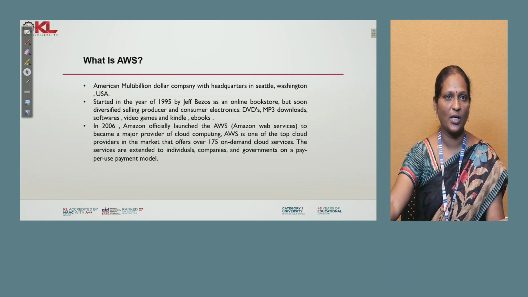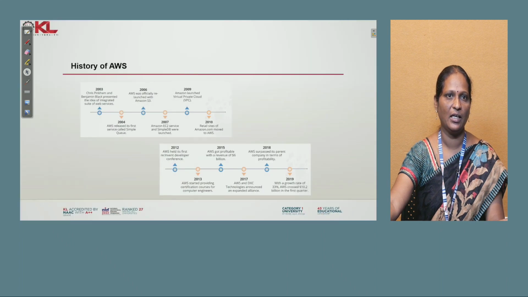It provides 200 plus services. You can take on-demand services anywhere, anytime, and it can be used with a pay-per-use model. And the history of AWS: it started from 2003 to 2009.